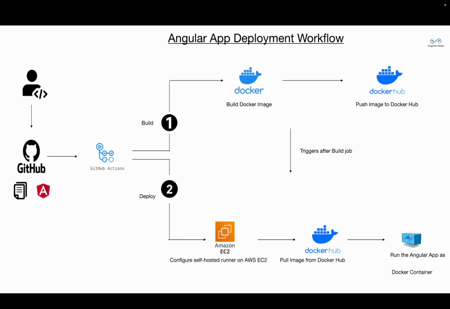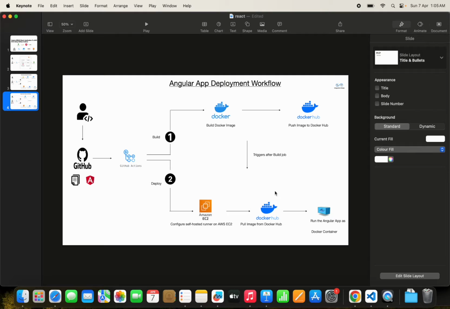And we will do the same in the Angular app flow. We will create a workflow in that repository, build the image and publish it, and follow the same process. We'll pull the image from Docker Hub and run the Angular app as a Docker container. That's what we are going to do.